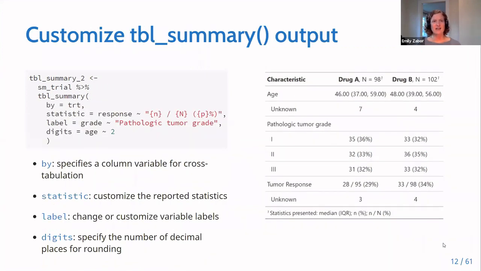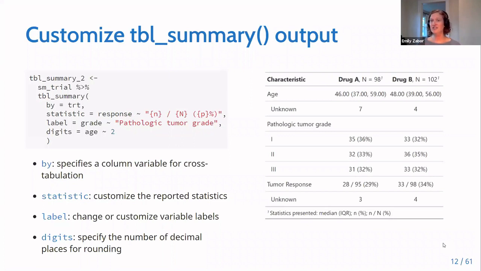So there are a variety of ways to customize table summary output. The main ways are using arguments within table summary, and then there are add-on functions, which I'll discuss in a minute. So I'll go through some of the arguments to the function itself. The by argument would make a column variable. So here I'm saying by treatment. So now I have columns for the drug, the treatment column for drug A and drug B.